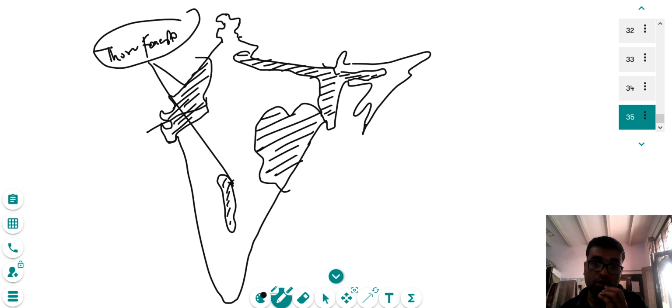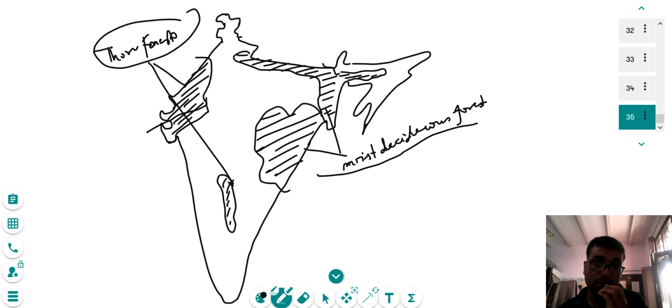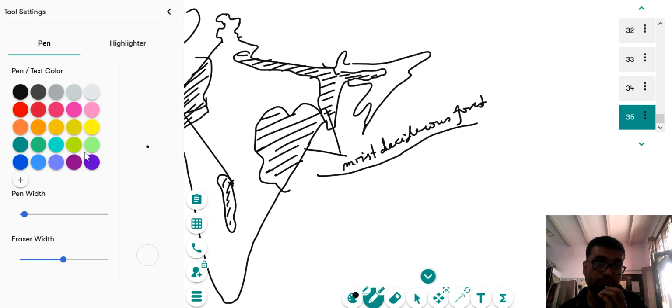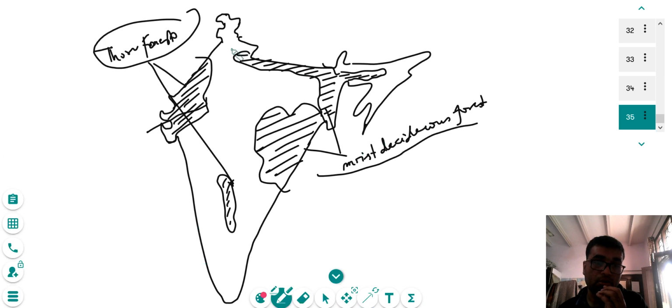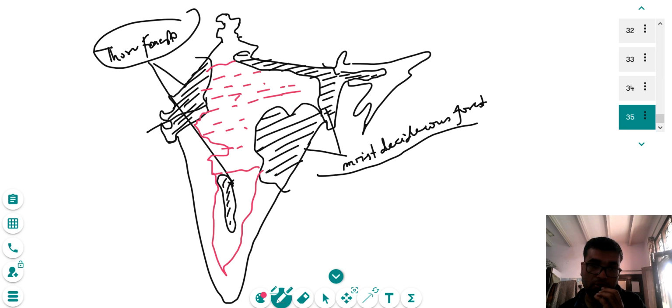These forests are the moist deciduous forest, and this remaining region here, this region, along with some part here, in this region is found the dry deciduous forest.